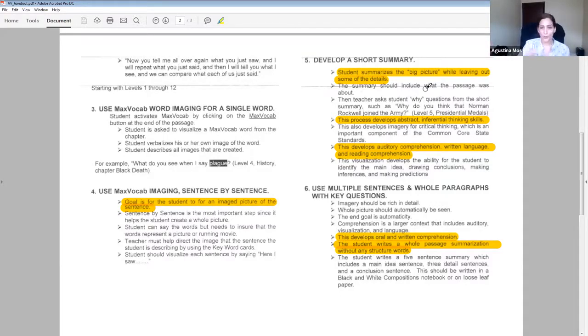And then I highlighted also what skills are developed, helped or improved. And like I said, the oral expression, oral comprehension, reading comprehension, as well as inferential thinking, auditory comprehension, written language. It really helps with a lot of things, leads into the highlighting, and the highlighting also helps with all these skills that I've been mentioning. Step 6 is how you do it with multiple sentences or an entire story. Again, it helps with oral and reading comprehension.